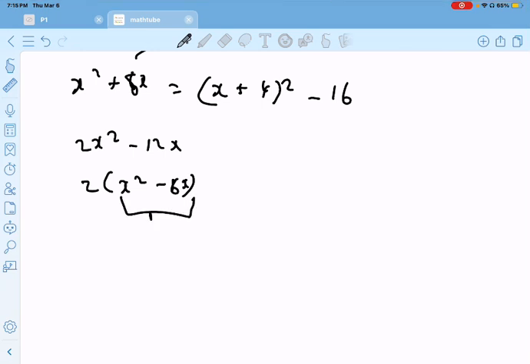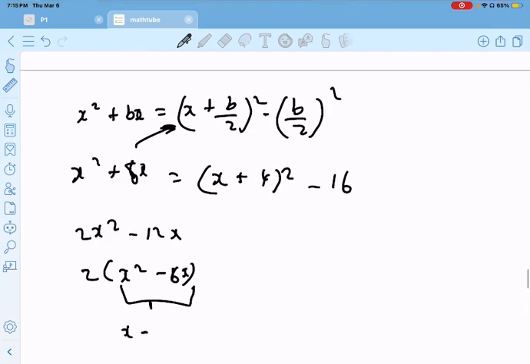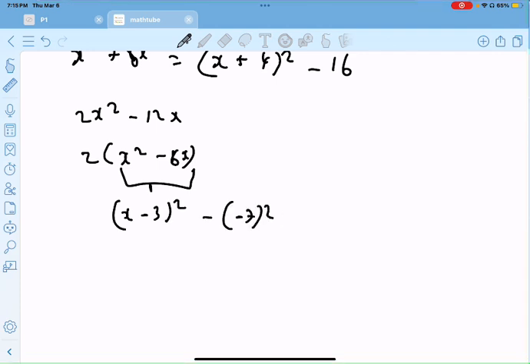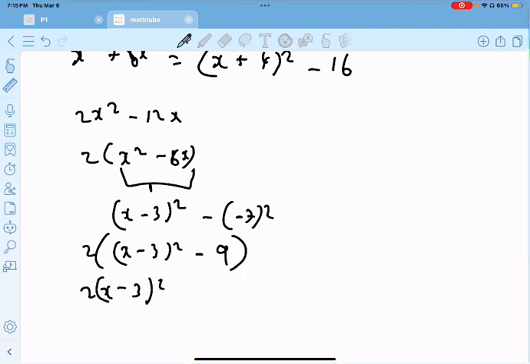So here it'll be x minus, so b is now equal to negative 6, so it'll become minus 6 over 2, which is minus 3 squared minus 3 squared again. This is x minus 3 squared minus, negative 3 squared is 9, okay? And then 2 of this. So it's 2 times x minus 3 squared minus 18. That's how we do that, okay?